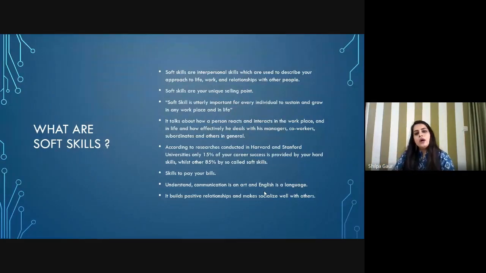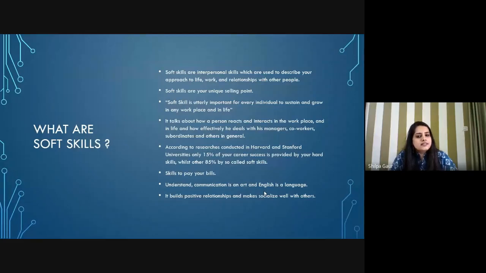So basically you have to understand the difference between communication and language. Communication is an art which you have to build in yourself, and you have to learn that art. And at the same time, English is a language that you have to learn separately. So both go parallel. You have to learn the English language separately, and then you have to merge it. If you want to communicate, you can communicate in the English language. Okay.